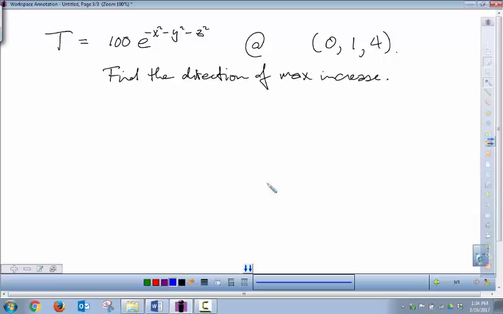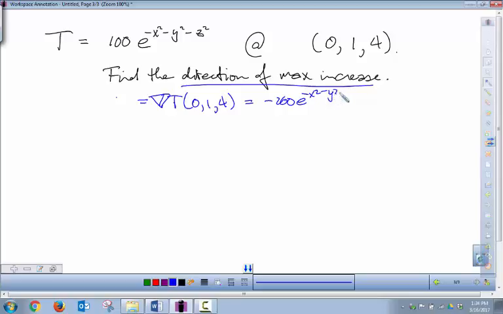Okay? So we know that the direction of maximum increase is just the gradient. So it's just the gradient evaluated at this point. So the direction of maximum increase is going to be the gradient evaluated at 0, 1, 4. So I think we had the gradient as -200 e to the minus x squared minus y squared minus z squared times the vector x, y, z. And then you just need to evaluate this at 0, 1, 4.